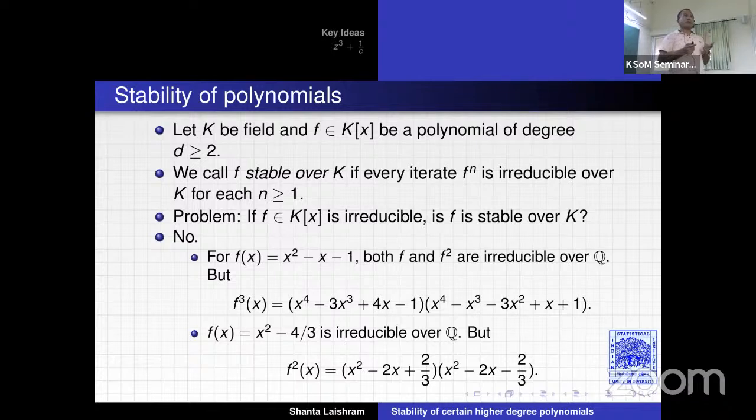If you take the polynomial x squared minus x minus 1, f(x) is of course irreducible over Q. Then f2 is also irreducible, but at f3 it is not irreducible anymore. We have a factorization: x to the power 4 minus 3x cubed plus 4x minus 1 times the other factor. Another example is x squared minus 4/3. This is also of course irreducible, but in fact the second iteration f2 itself is no more irreducible.